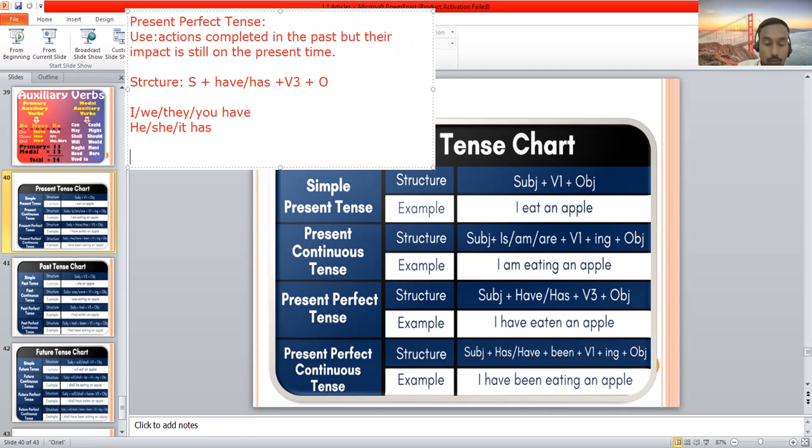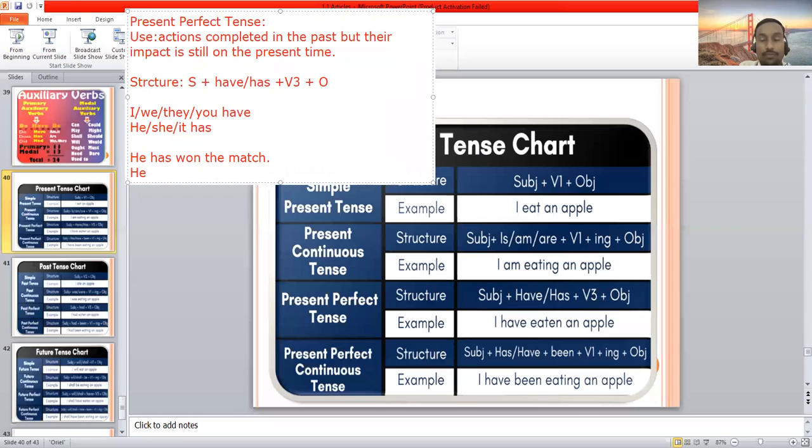Okay, so we'll go for different sentences with one example. Tell me one example. He has won the match. So this is one example that we are taking. Let's make it negative. Tell me with negation. He hasn't, or he has not won the match. Both will work.